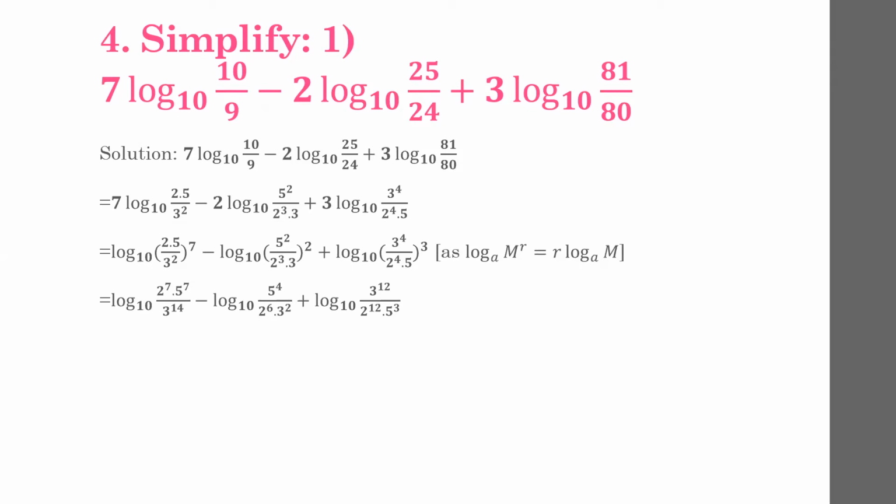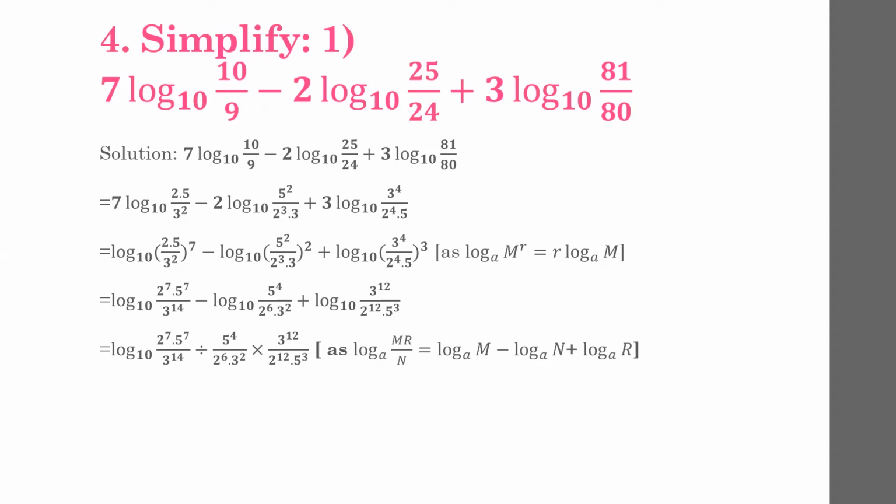Now we can see we got 3 terms. Every term has a base 10, so we can apply the formula log m minus log n, which was log_a (m/n), and again the formula log m plus log n, which was log_a (mn). So combining these two formulas, we will have log₁₀ of 2⁷×5⁷/3¹⁴, as we got a minus sign before the second term, so division sign, 5⁴/(2⁶×3²), and as we have a plus before the third term, so multiplication, 3¹²/(2¹²×5³), as log_a (mr/n) is equal to log_a m minus log_a n plus log_a r. This is a confusion of two formulas of logarithm, multiplication and quotient.